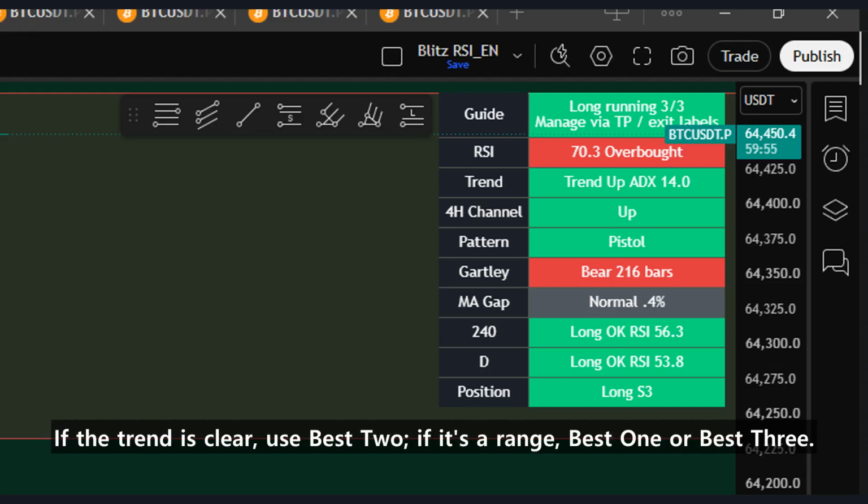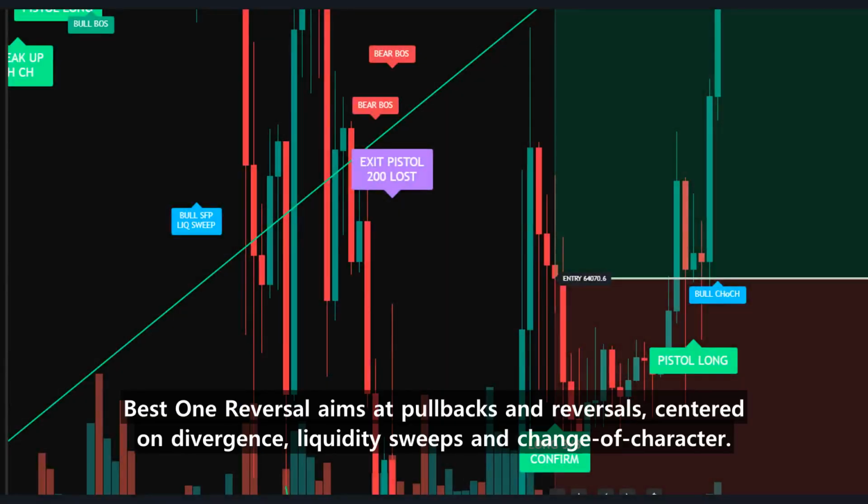If the trend is clear, use best 2. If it's a range, best 1 or best 3. Best 1 reversal aims at pullbacks and reversals, centered on divergence, liquidity sweeps, and change of character.